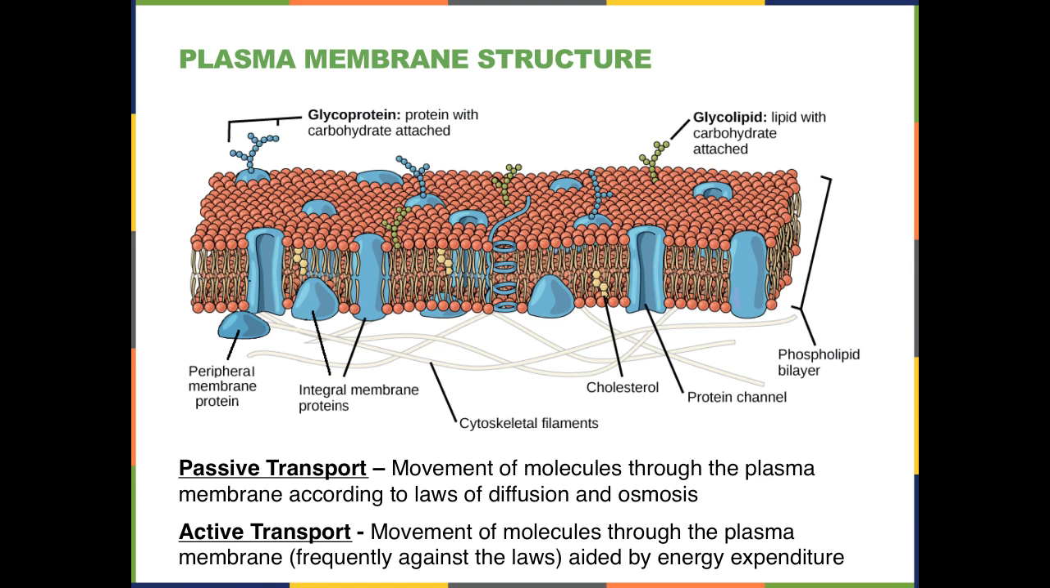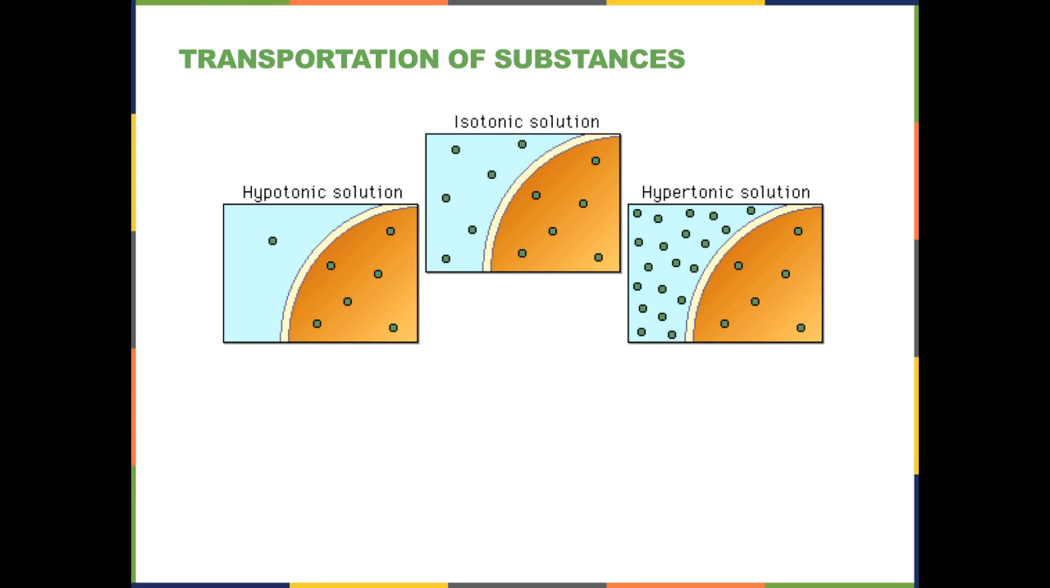Active transportation is the movement of molecules through a plasma membrane, which requires energy, and it almost always occurs against the laws of physics, the laws of diffusion, and the laws of osmosis. So generally the energy is expended in order to overcome the natural law that's being overcome by the act of transportation. So when you're transporting materials according to the laws of diffusion, you can have one of three types of solutions: hypotonic, hypertonic, or isotonic.